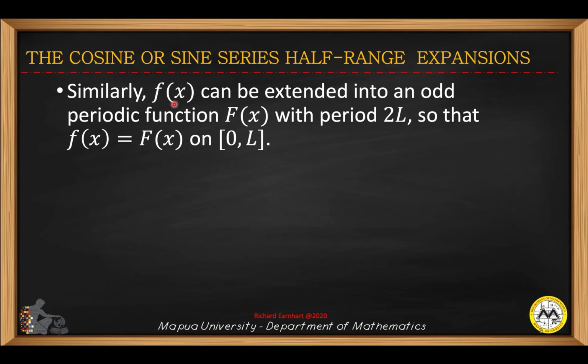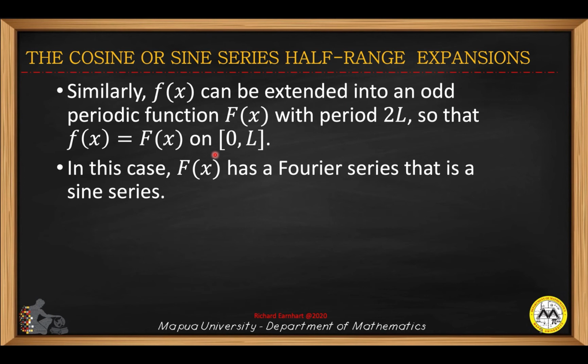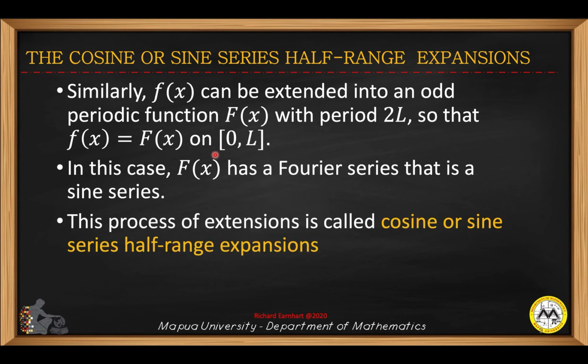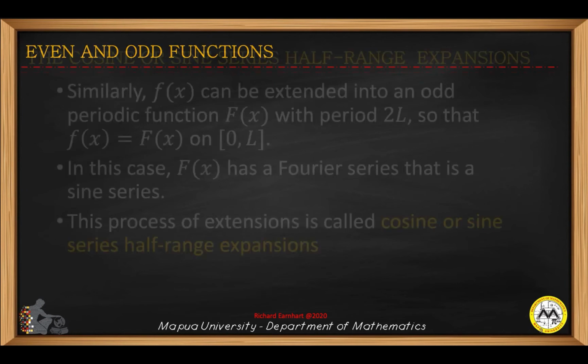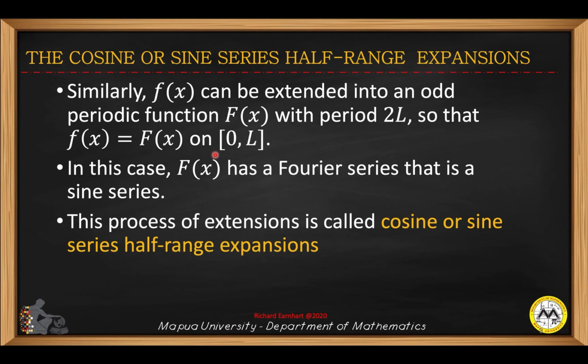Similarly, f of x can be extended into an odd periodic function, capital F, with period 2L, so that small f is equal to capital F on the closed interval 0 to L. The function capital F has a Fourier series that is a sine series. This process of extension is called cosine or sine series half-range expansions.